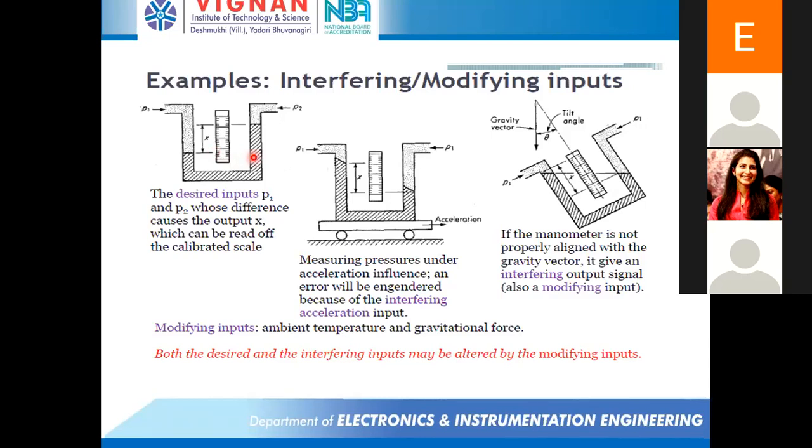Now, what is the actual principle of this manometer? Can anyone tell?